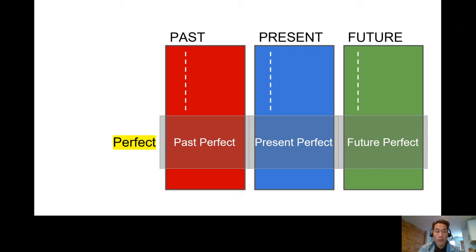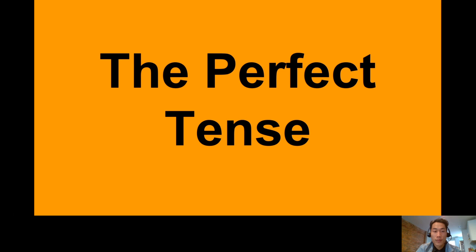And there you have it. We have our perfect tenses: the past perfect, the present perfect, and the future perfect. Thank you.